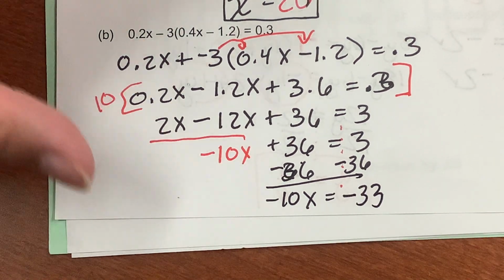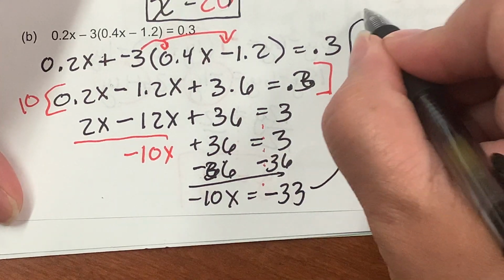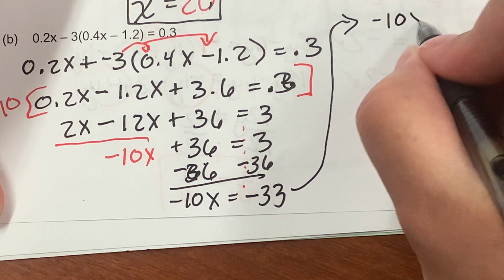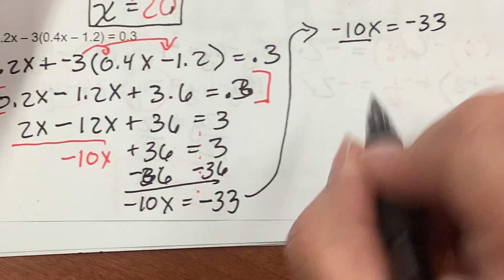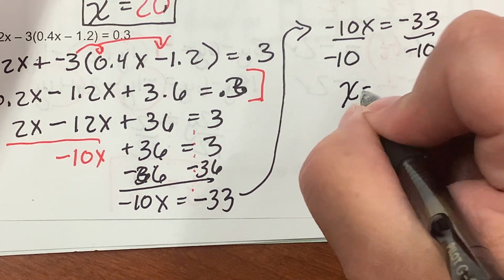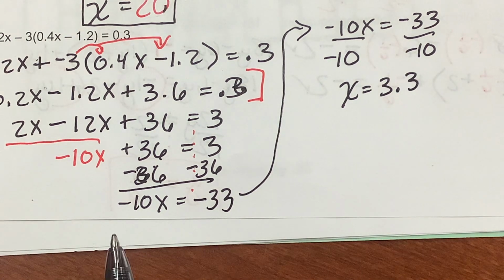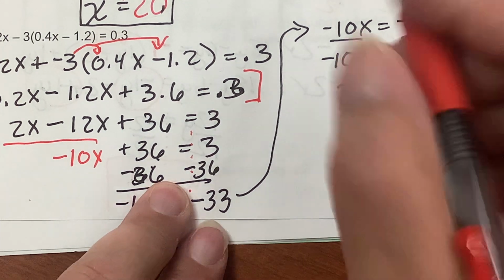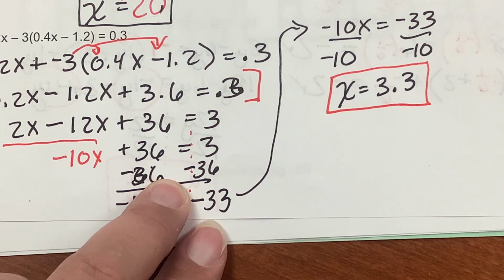Divide by negative 10. You know what, let's just write that up here. Negative 10x equals negative 33. Divide by negative 10. And you get x equals 3 and 3/10. Yay us. So that's what we're going to go back in and check. So go back in and check. It's up to you. Bye.